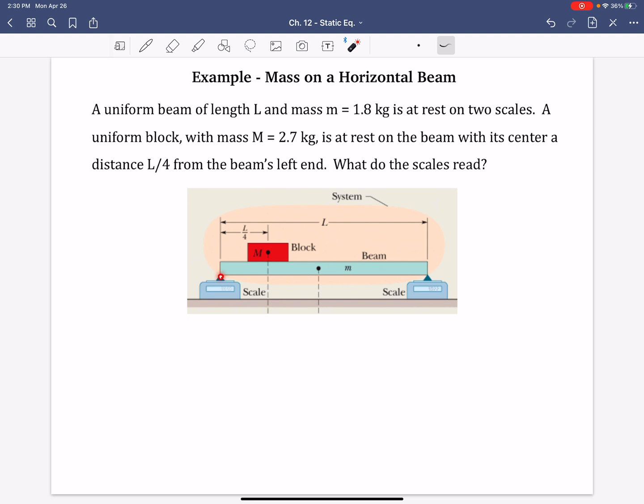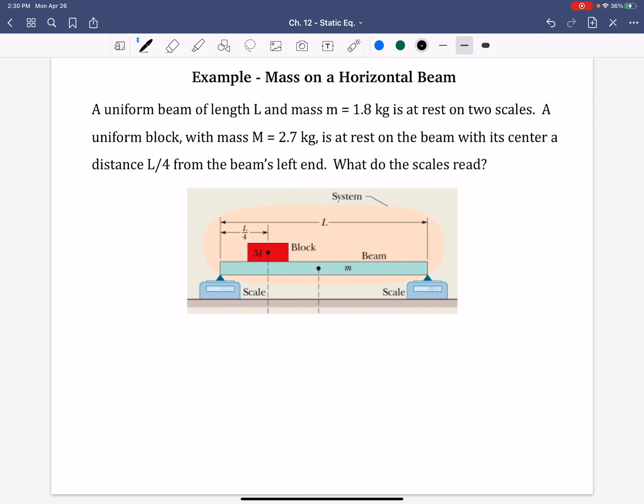It's not fixed to the scale. Well, I guess it wouldn't matter if it was, but let's say it's not in this case. It has its own intrinsic weight, right? So lowercase mg. So let's draw a free body diagram, and then I'll show you how to come up with the net torque equation, okay, in this case.